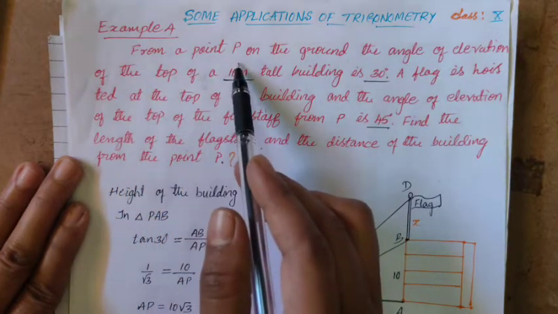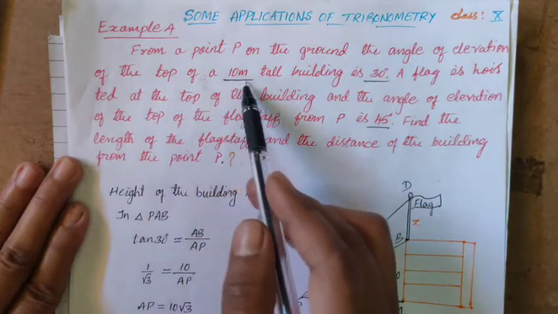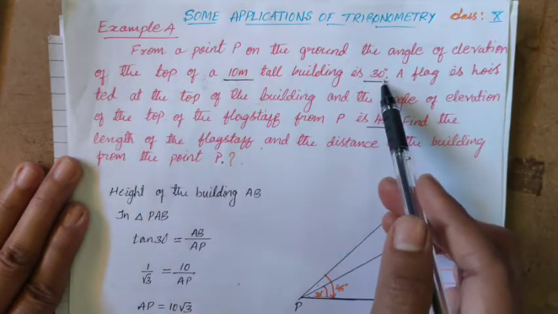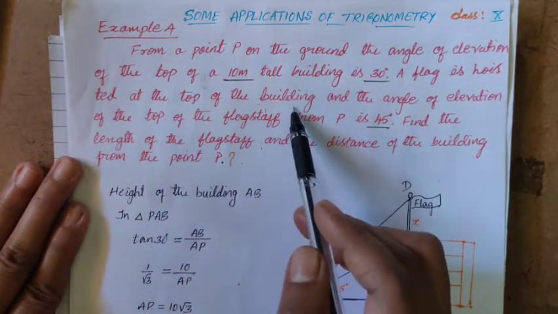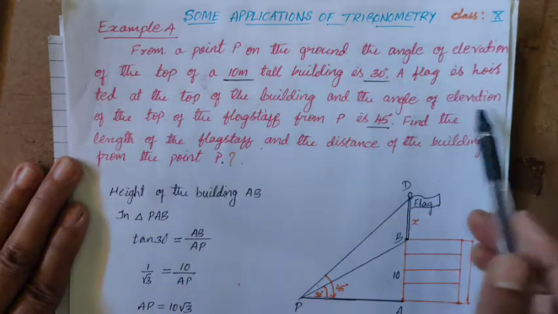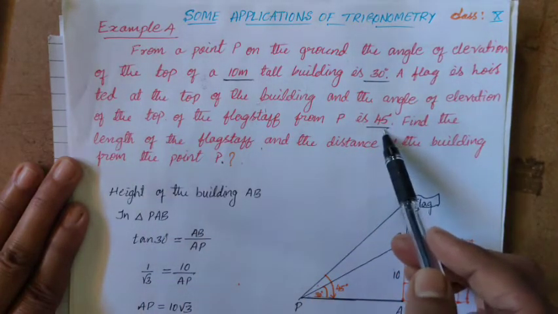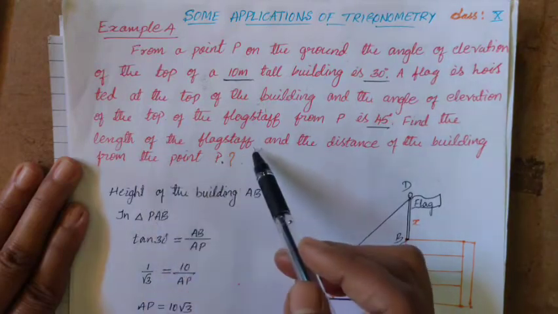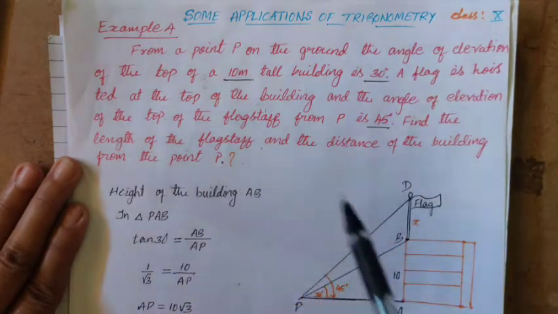From a point P on the ground, the angle of elevation of the top of a 10-meter tall building is 30 degrees. A flag is hoisted at the top of the building and the angle of elevation of the top of the flagstaff from P is 45 degrees. Find the length of the flagstaff and the distance of the building from the point P.